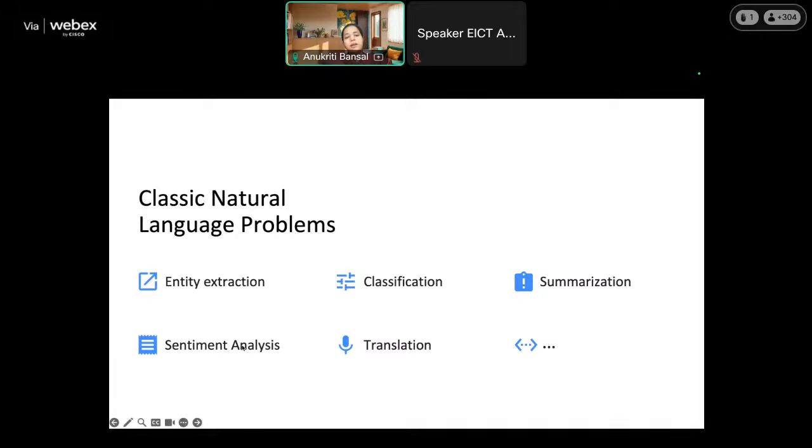So sentiment analysis, translation, translating one text from one language into another language. So in class, these are some of the classic natural language problems. And before these large language models, we used to train a separate model for each of these problems.